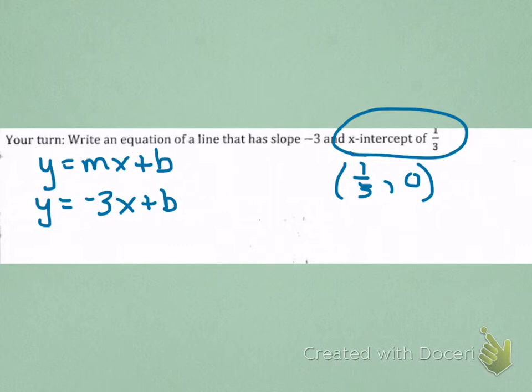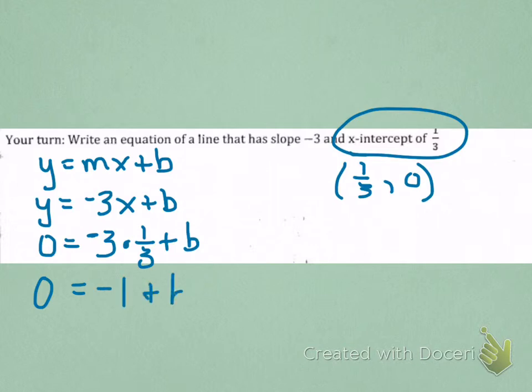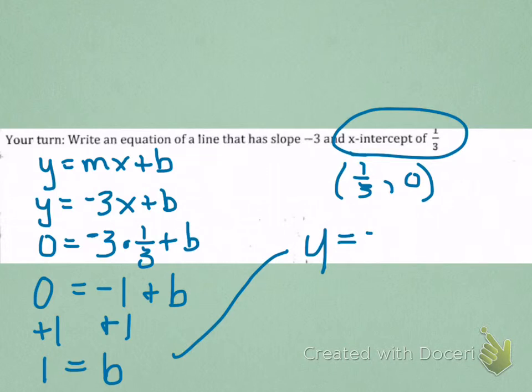You should have gotten the results of 0 is equal to -3 times 1/3 plus b. And that gives us 0 is equal to, this would give us -1 plus b. And then you add 1 to both sides, and 1 is equal to b, or b is equal to 1. And so our equation is y is equal to -3x plus 1. Again, if you didn't get that, make sure you're taking your questions into your algebra teacher.